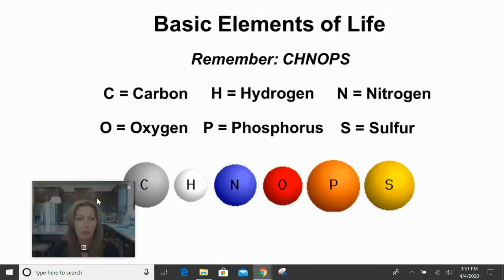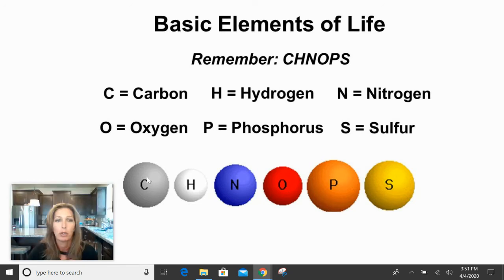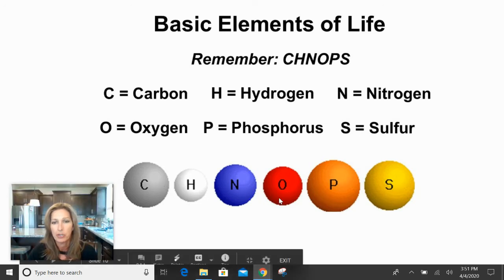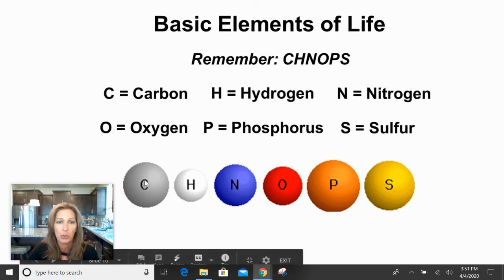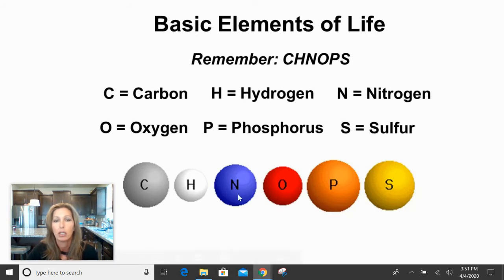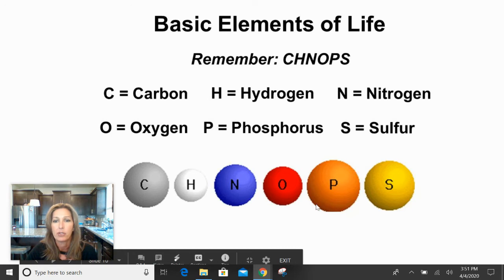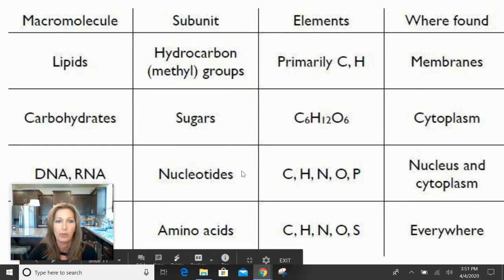So make sure you are reviewing your carbon, hydrogen, nitrogen, oxygen, phosphorus, and sulfur. These are some of the basic elements of life that we need to be aware of in terms of macromolecules. Remember, all macromolecules are going to have carbon, oxygen, and hydrogen in them. But with that, nitrogen, phosphorus, and sulfur do differ in our macromolecules. So we need to make sure that we are paying attention to how those differ.